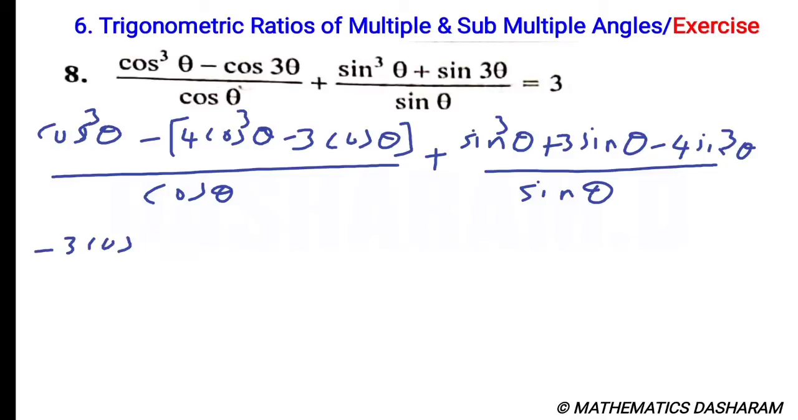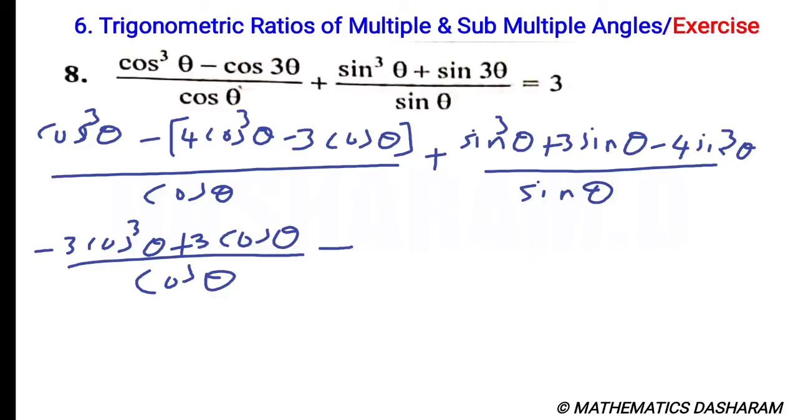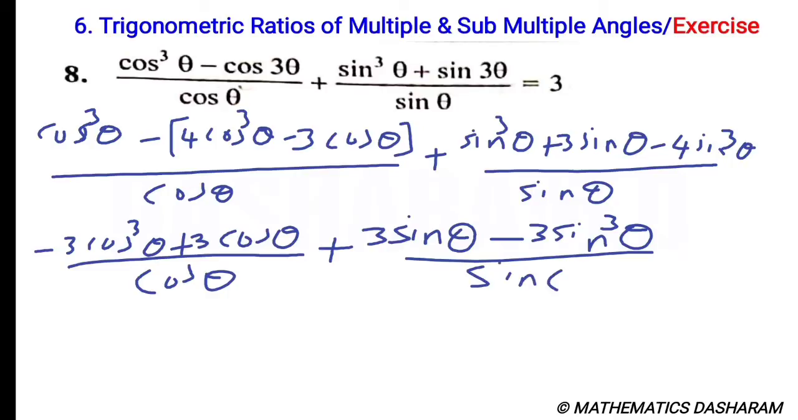Next, here minus of minus, plus 3 cos theta, divided by cos theta, plus similarly here sin cube theta minus 4 sin cube theta, so first of all I am writing the 3 sin theta. So sin cube theta minus 4 sin cube theta is minus 3 sin cube theta, divided by sin theta.